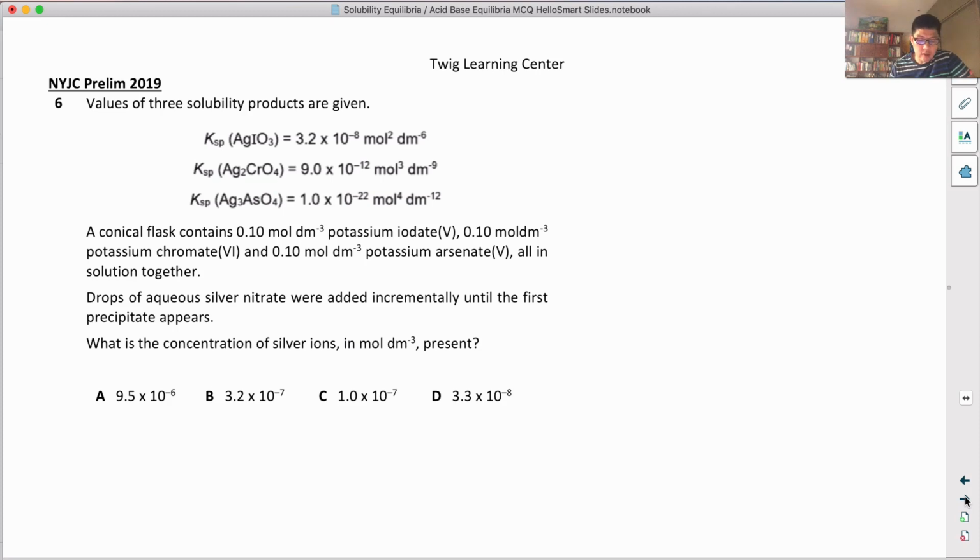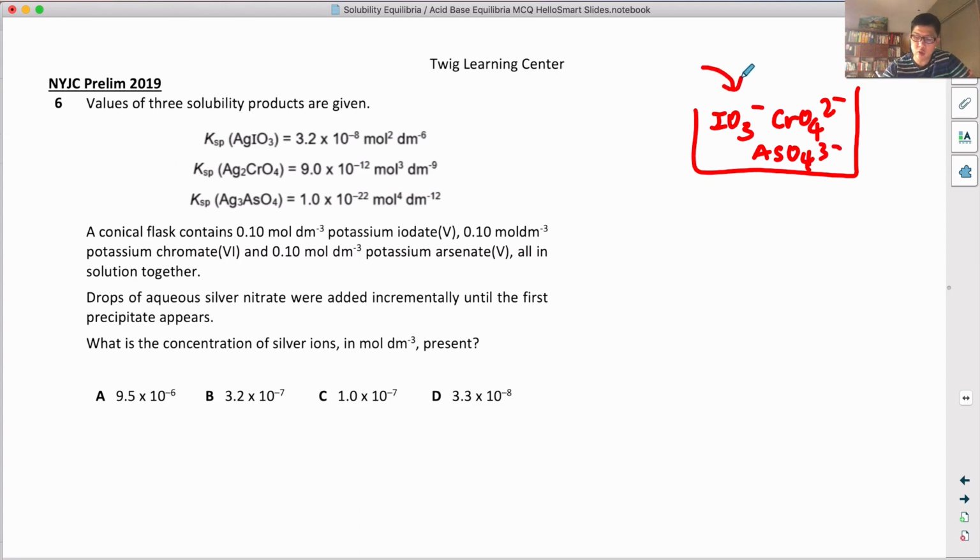Okay, a conical flask contains potassium iodate, potassium chlorate, and potassium arsenate all in solution. So what you need to be able to see is in this solution, there's iodate, there's chlorate, and there's arsenate, AsO4 3 minus. Okay, you have all these. So what you're going to do is you're going to throw in Ag plus. Silver nitrate will be added incrementally until the first PPT occurs. What is the concentration of silver ions present?